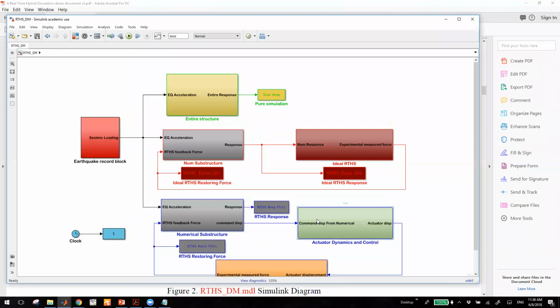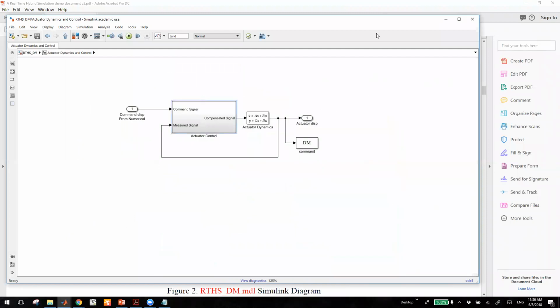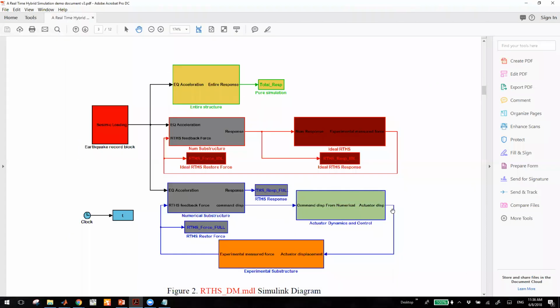Okay, I think your actual control algorithm is over here. And the second component includes the actuator control algorithm and the dynamics of the actuator. Together they can represent the combination of actuator dynamics and the actuator controller in a real-time hybrid simulation. And the last one represents the experimental substructure of your experimental setup, and that should be the same as the experimental substructure in the ideal RTHS.